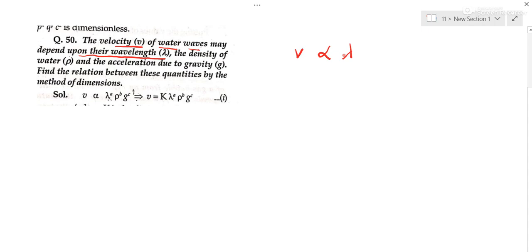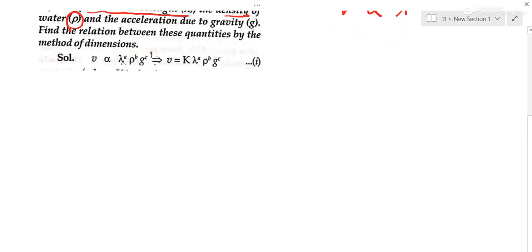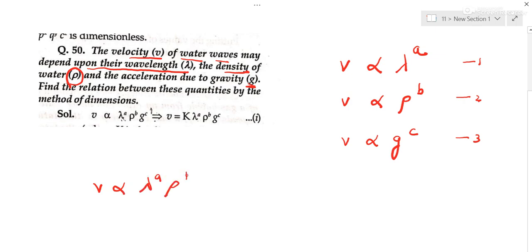We don't know to what power, so we will write A. Then density of water, symbol is rho, they have mentioned. Velocity is also depending upon density, to which power, let us say B, and acceleration due to gravity, to the power C. Now we'll combine these three equations, equation number 1, 2 and 3. So velocity is proportional to lambda to power A, rho to power B and g to the power C.